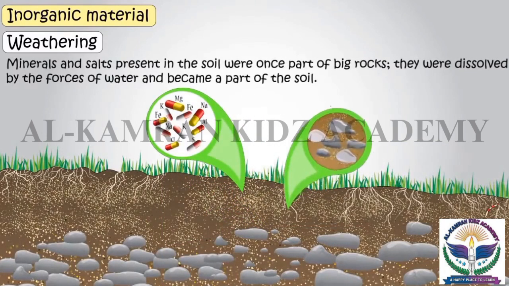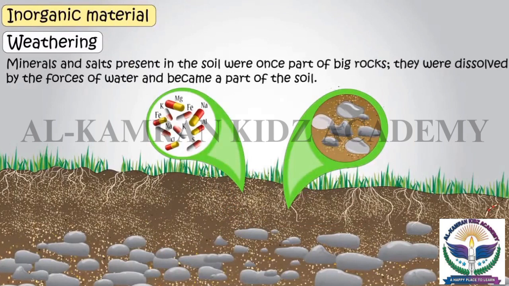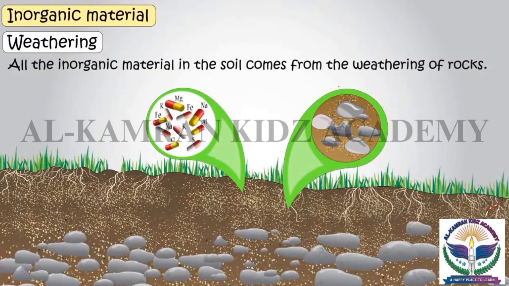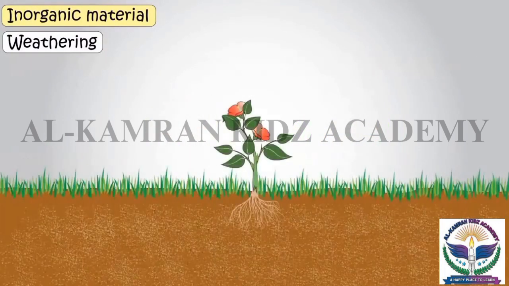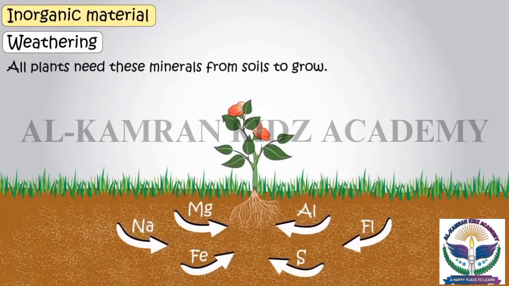Minerals and salts present in the soil were also once part of big rocks. They are dissolved by the forces of water and become part of the soil. So all the inorganic material in the soil comes from the weathering of rocks, that is, breaking of rocks into small pieces. You know, all plants need these minerals from soil to grow.